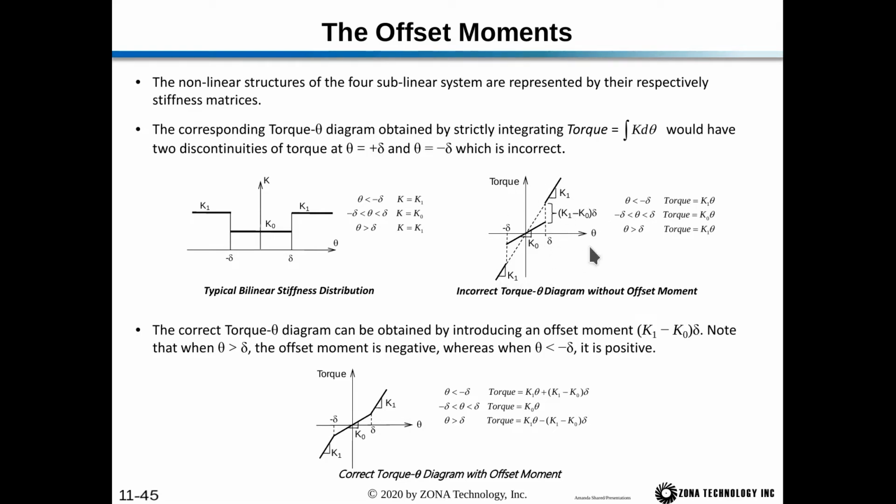So you obtain this torque theta diagram if you do not include the offset moments. But by applying the offset moments shown here, so we have this k1 minus k naught times delta term, we then end up with this piecewise continuous torque theta diagram. So we need to apply these offset moments.